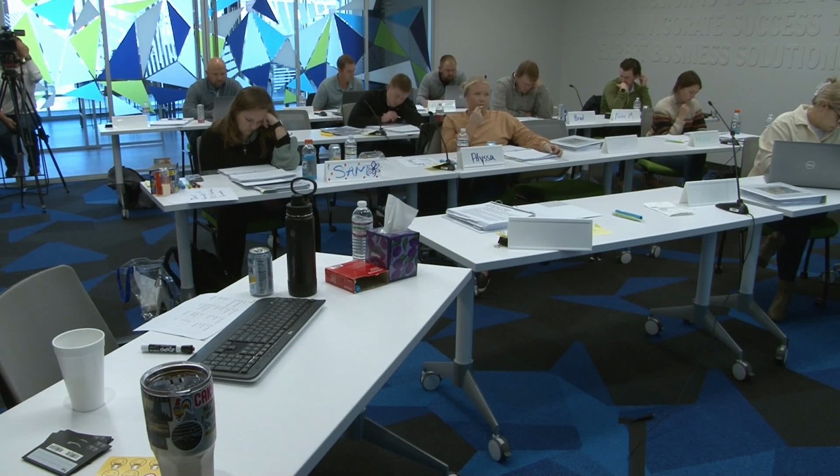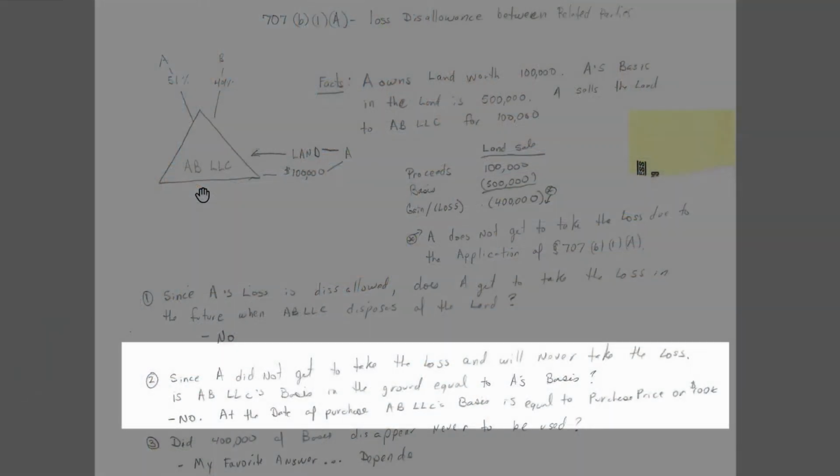Okay, so what's question 2 say? Since A did not get to take the loss and will never take the loss, is AB LLC's basis in the ground equal to A's basis? No. At the date of purchase, AB LLC's basis is equal to purchase price of 100,000.